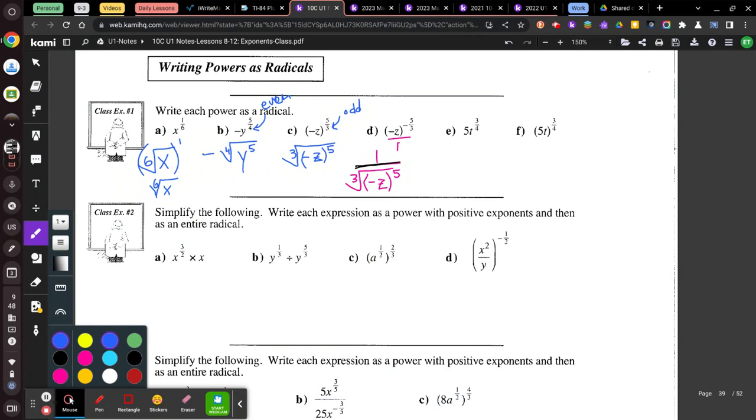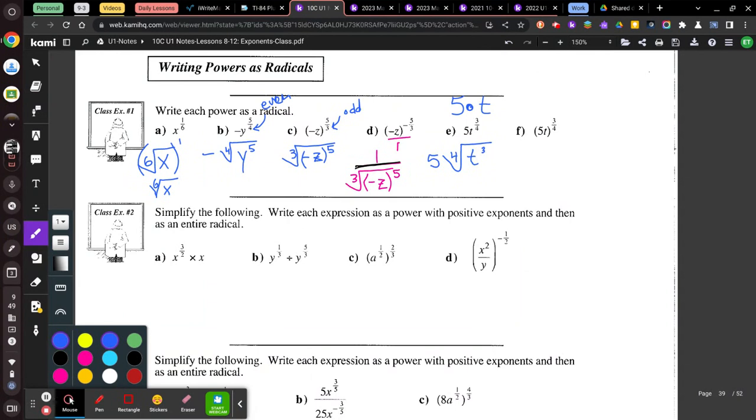Okay, next one. We've got 5 and t to the 3/4. Is the exponent attached to the 5? No. So the 5 is not going to be in the radical. It's going to be sitting in front like a coefficient, because right now the 5 is timesing to the t. So because he's timesing to it, he's going to times to the radical. So we're going to have 5 and then our radical, 4th root t cubed. Okay, so the 5 stays as a coefficient.